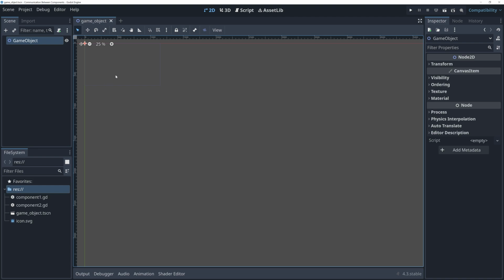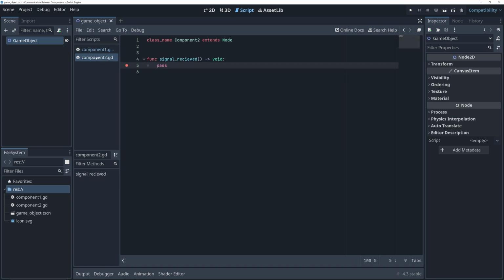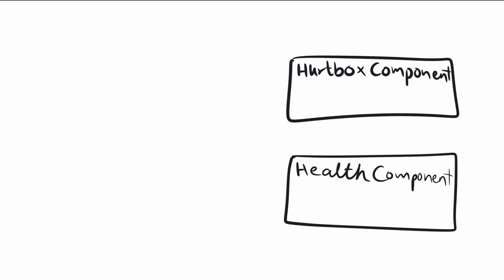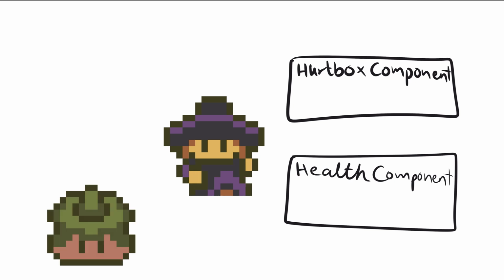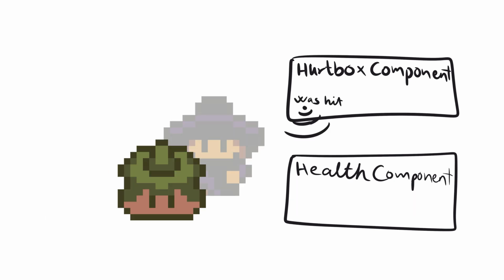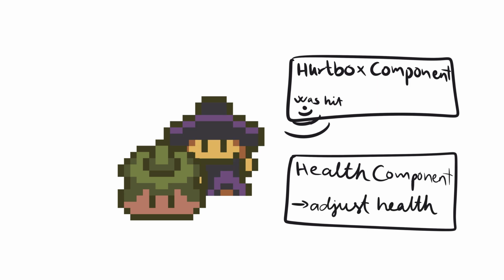Okay, so for the purpose of this video, I've created a simple game object scene and 2 simple components. They're just called component 1 and component 2. These don't really do anything useful in this example, but you can imagine that component 1 is a hurt box component that knows when the game object is being hit by something, and then component 2 can be a health component that wants to adjust the game object's health when it's hit.